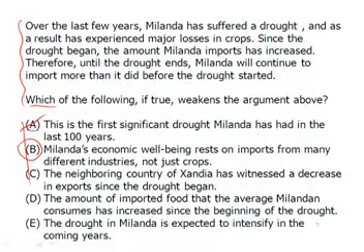C, the neighboring country of Zambia has witnessed a decrease in exports since the drought began. You're going to notice a lot of these are irrelevant. They want you to start thinking maybe, oh, imports and exports, maybe it is relevant. But you're comparing a different country. It has nothing to do with Malanda, so we get rid of C.